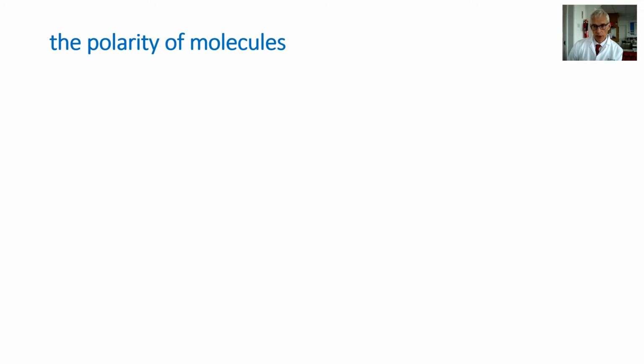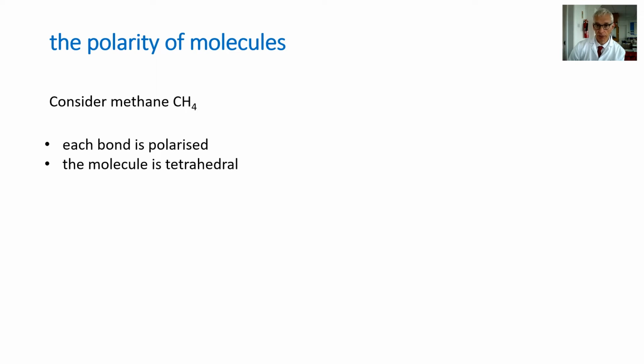If you are, we're going to proceed. We're going to look at methane, CH4. Now, methane contains carbon and hydrogen bonded together covalently. There is a bond polarity due to a small electronegativity difference between carbon and hydrogen. But we also need to take into account that the methane molecule CH4 is tetrahedral in shape.